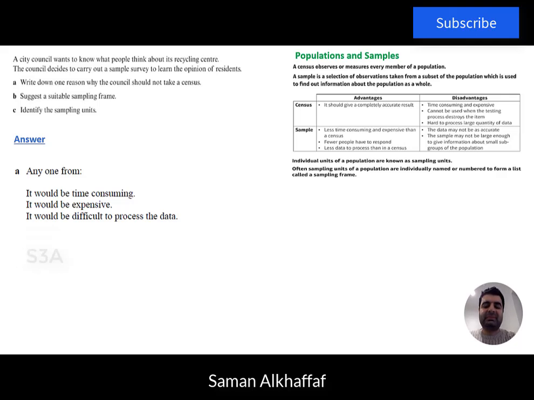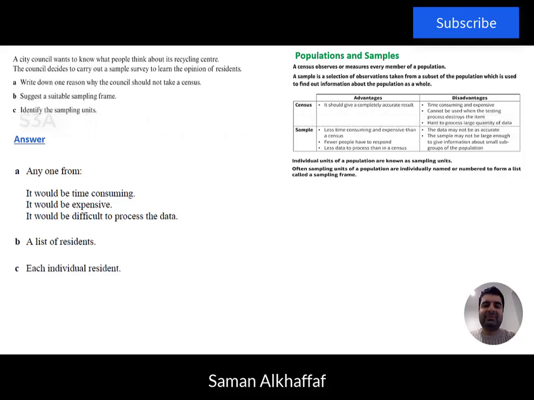For part B, suggest a suitable sampling frame. So in the scenario, a list of residents, so essentially taking a larger sample will be a better approach to take. Identify the sampling units for part C.